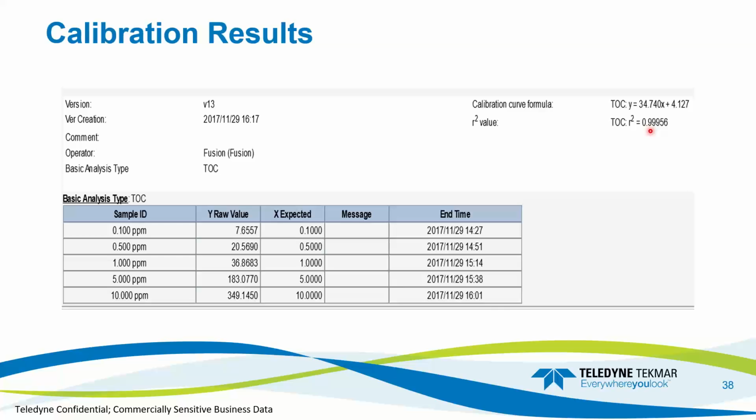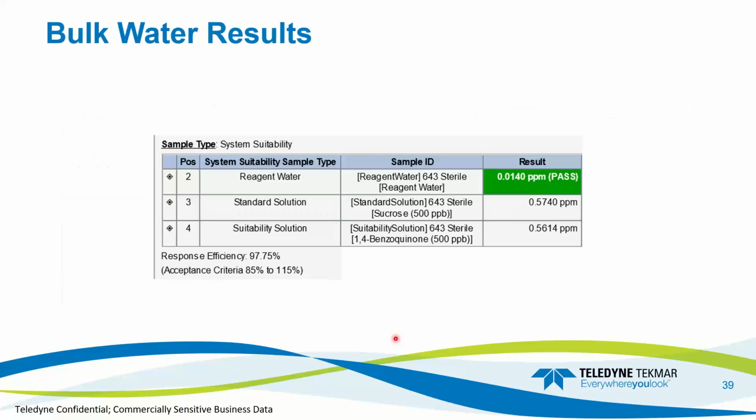Good linearity, 0.9995. That's what we receive from our raw values, our expected values, and the slope of our line, all documented on this page. Then when we start looking at our system suitability, it's going to have a detailed report for you about your system suitability, and this is just a clip or an excerpt from that report.